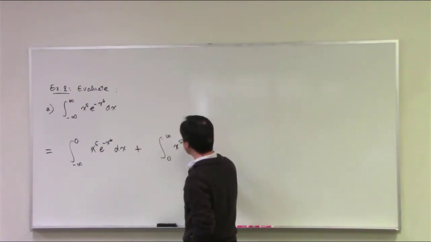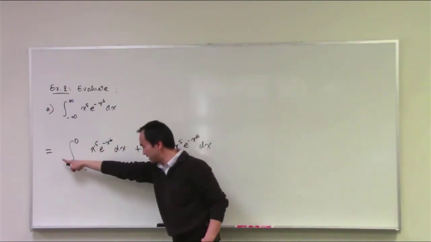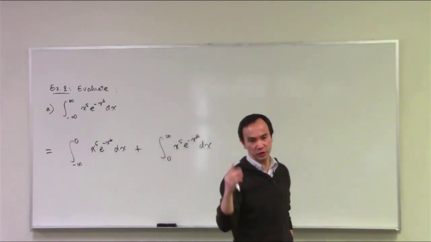x to the fifth e to the minus x to the 6th dx here. Okay, so that's the starting point because this is defined, right? That equality right there means it's defined as two separate integrals.